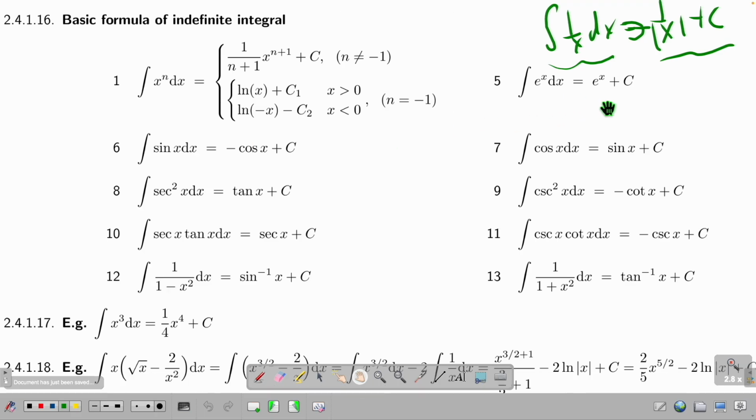How do you know this is true? Well, because differentiate this guy, e^x is e^x, we know from differentiation. And differentiating a constant gives us 0. So this is true. Why do we know this is true? Because we know from differentiation, differentiate sine x gives me cosine x, therefore this is true. This table comes from you knowing how to do differentiation.